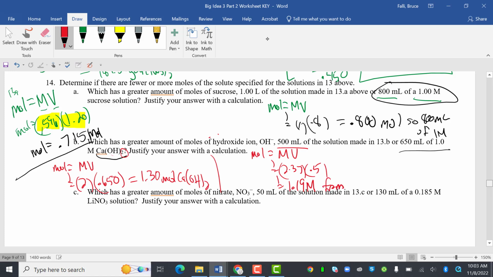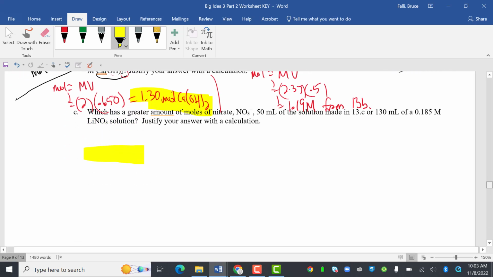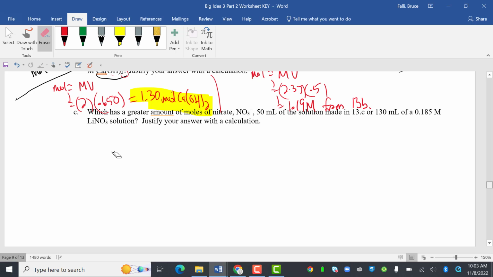from 13B. So which has a greater amount of moles? Here's my answer. So that would be the calcium hydroxide. All right. Which has a greater amount of moles of nitrate? 50 milliliters solution made in 13C or 130 milliliters of LiNO3 solution.